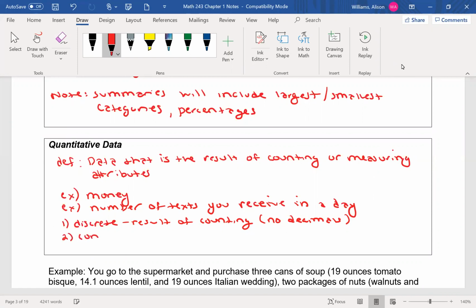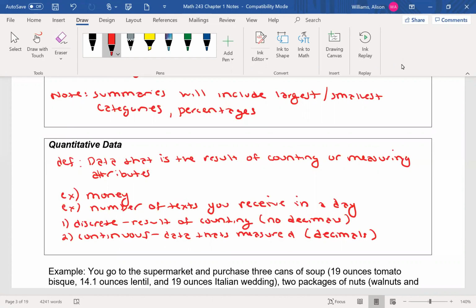Continuous, that allows for decimals, continuous data, okay? So this is data that's measured. But just for our sake, it will include decimals. So weight would count as data that's measured because you could have 0.4 pounds of something. All right. So continuous versus discrete. And then because it's numerical, we have a lot more options. Summaries are going to be off the charts for quantitative data.